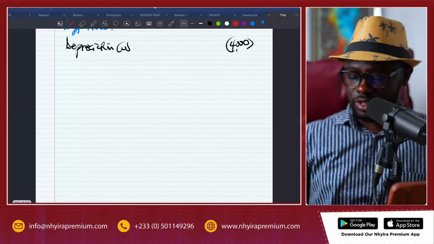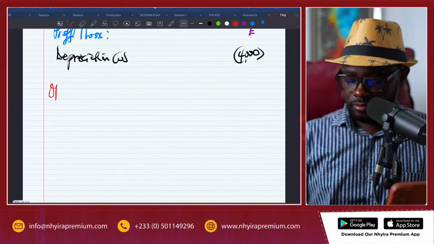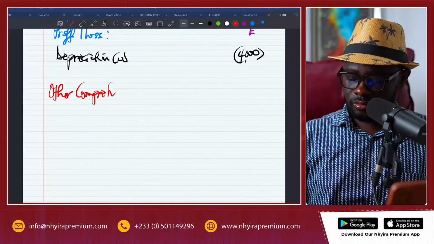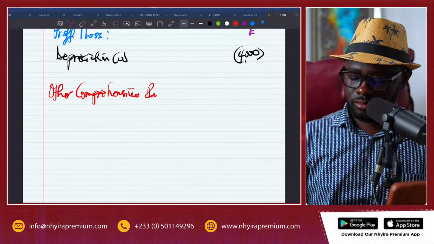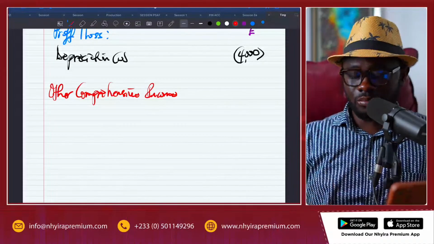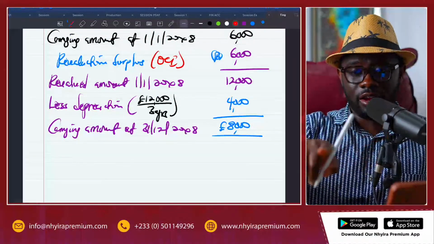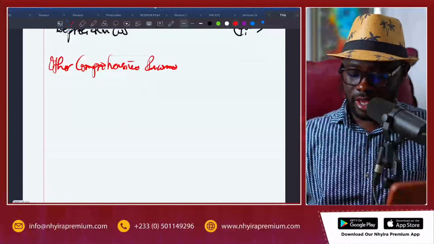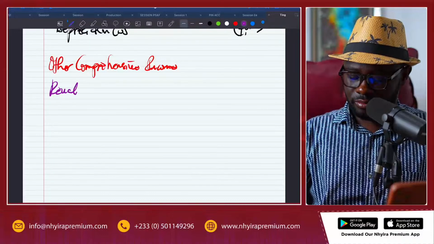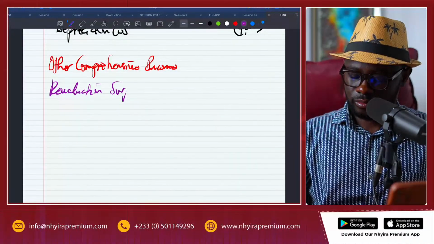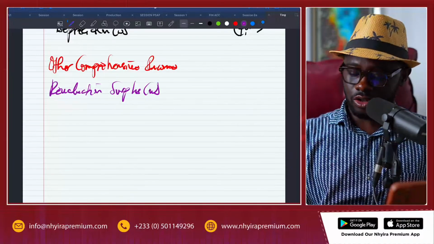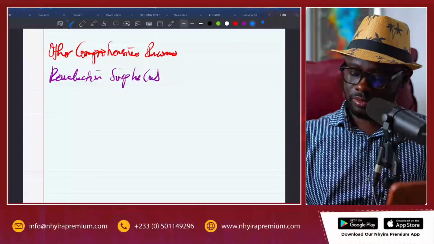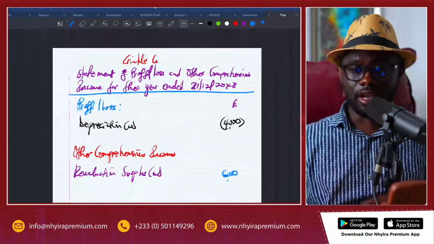So then we go to the OCI, other comprehensive income. So in the other comprehensive income, we bring in the revaluation surplus. Because the revaluation was done at the beginning of the current year, we bring the revaluation surplus here. And that is going to give us an amount of, whatever, £6,000. And that's it. So that is the extract.